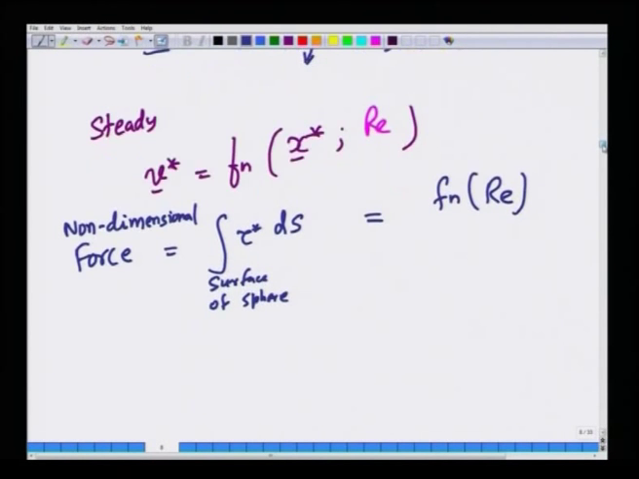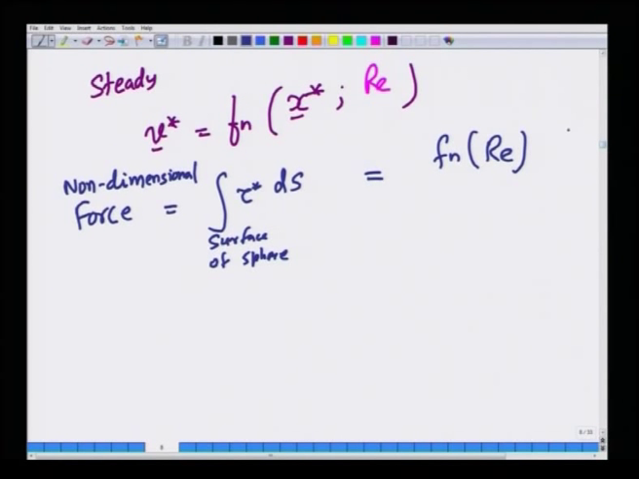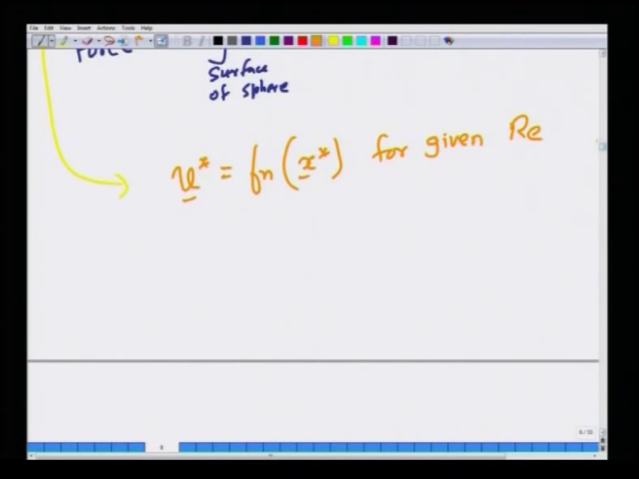Now, another important lesson from this result is that at a given Reynolds number, the velocity is a function only of the non-dimensional position x star. So, what this means is that suppose I have two systems. You have a tiny sphere and then you have a big sphere, and you have uniform flow past it far away with some velocity v 1, here it is v 2. Now, if you were to ask what is the velocity in the fluid at a distance r 1 from the center of the sphere and at a distance r 2 from the center of the sphere.